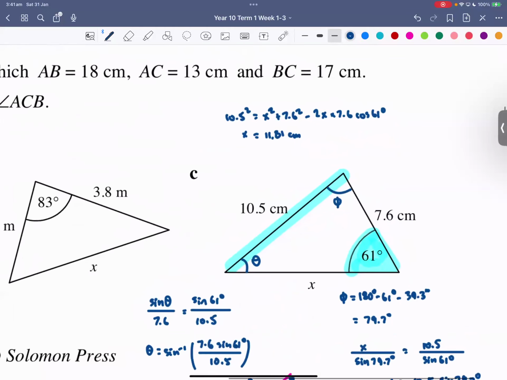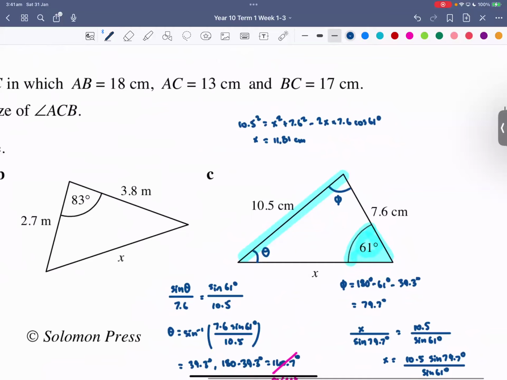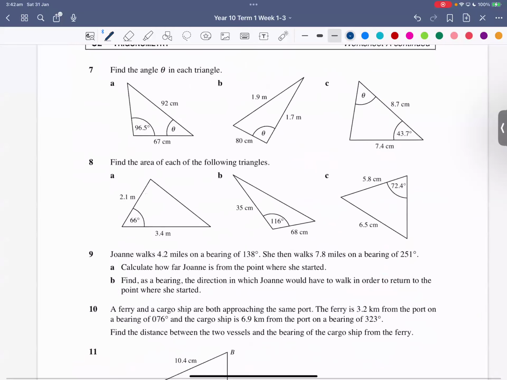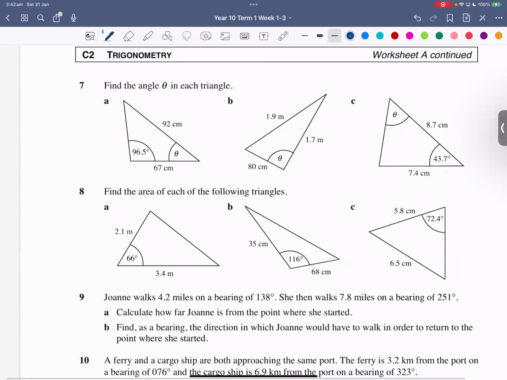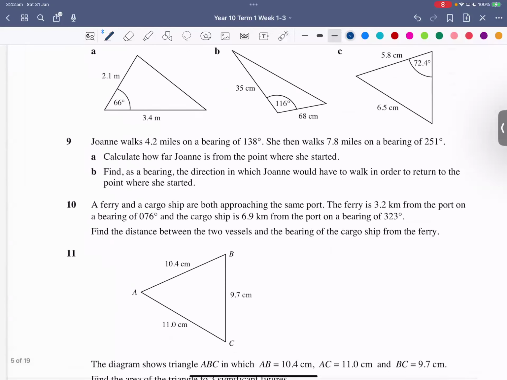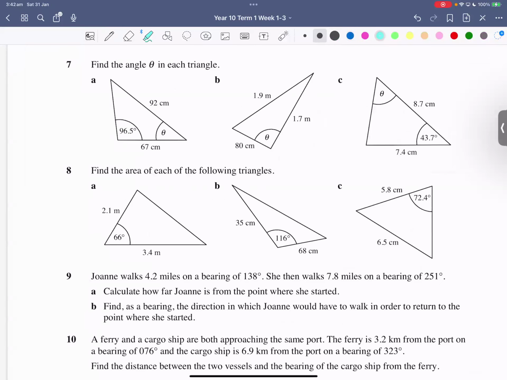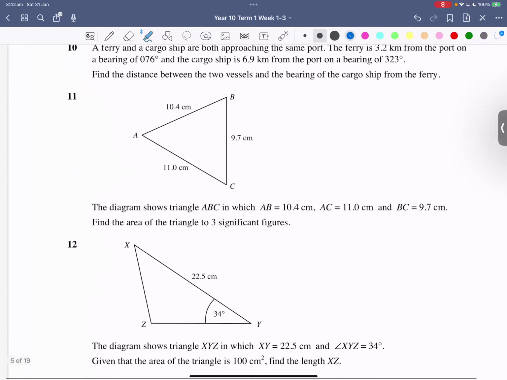All righty. Next one. What I'm going to do is make 7 and 8 homework. So let's do the harder ones, 9, 10, 11, and 12.